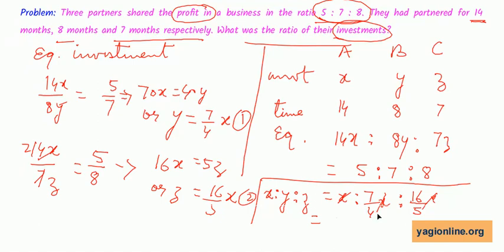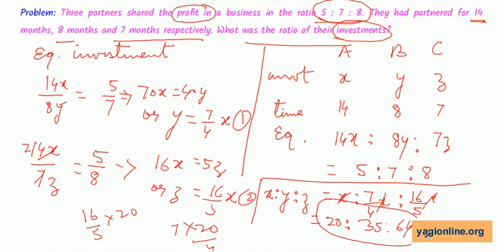and in such a case what we can do is take the LCM of these numbers, and it is 20. So we multiply by 20. So you will have 20. You multiply 7 into 20 by 4, so you will get 35. Similarly, 16 by 5 into 20 will give us 64. So this is the desired ratio which was asked in the problem.